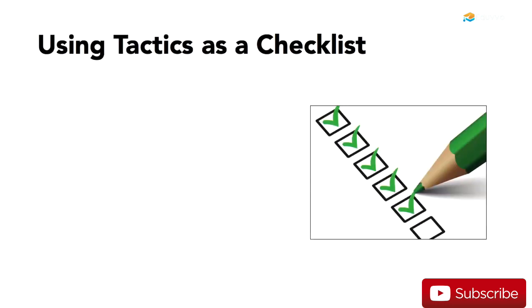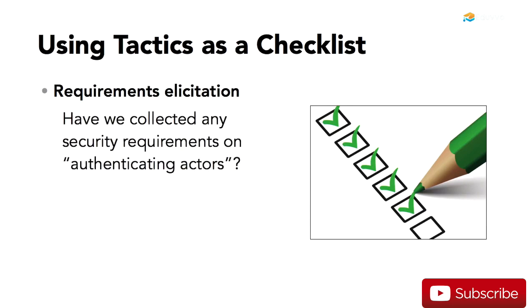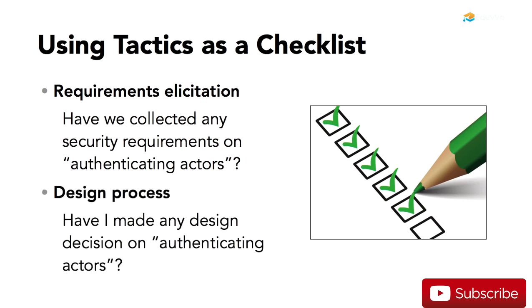There are mainly two possibilities of using tactics. One is using them during the requirements gathering process, and the other is using them for the design process. Both of these possibilities use the tactics as a checklist. When using tactics for the design process, you need to be asking questions like, have I made any design decision on authenticating actors? The nice thing about tactics is that they're easy to understand and can be picked up very quickly. No extensive training is necessary before their use.